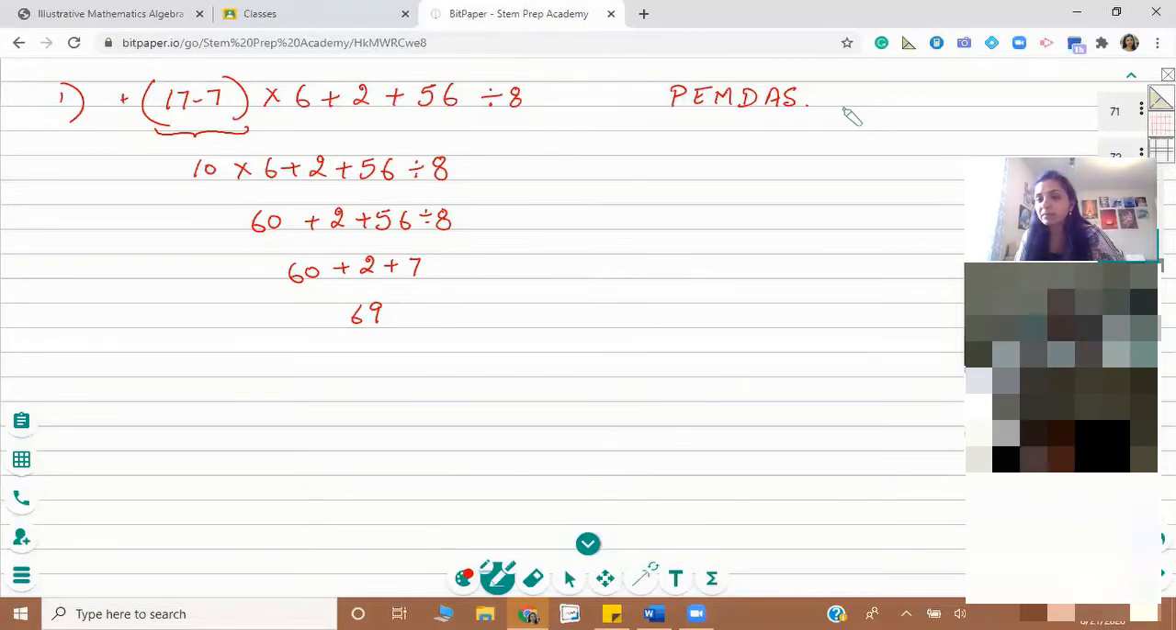I didn't get the answer. I was just on the last step. I didn't get the last step. Where were you stuck? On this step? But I did something different than him. Okay, what did you do different? On which step? I did the first step right, and then I did 60 plus 2 plus 56 divided by 8, but then I did 62 plus 56 divided by 8.